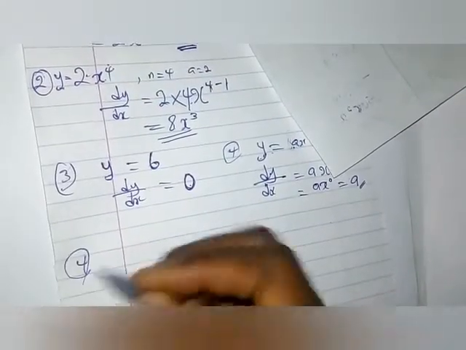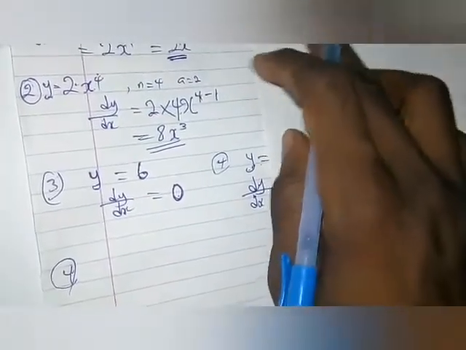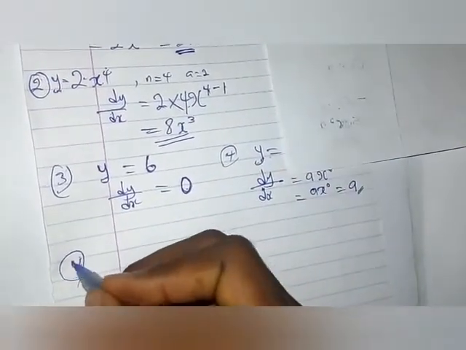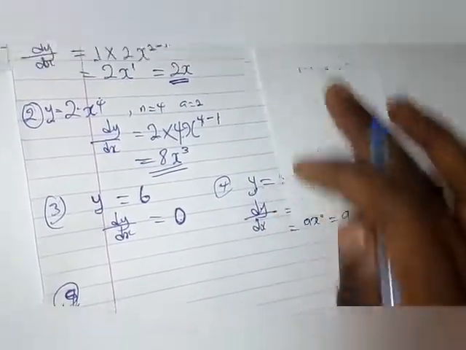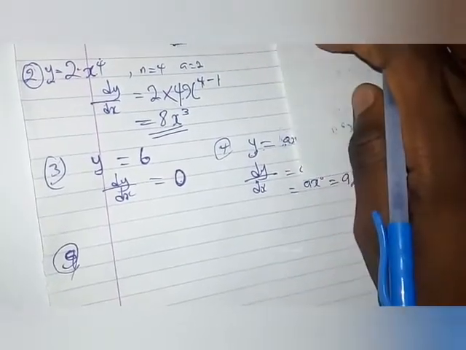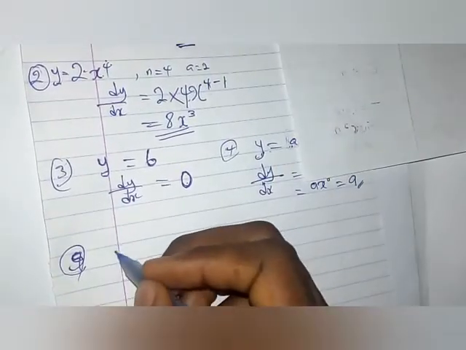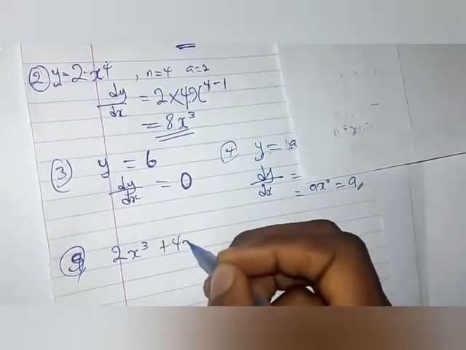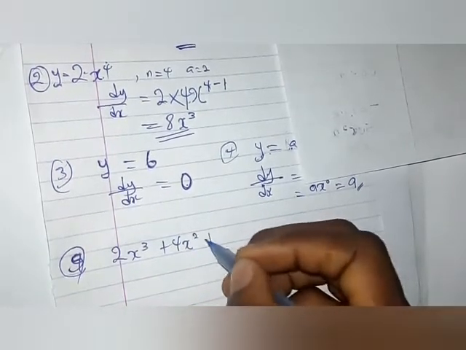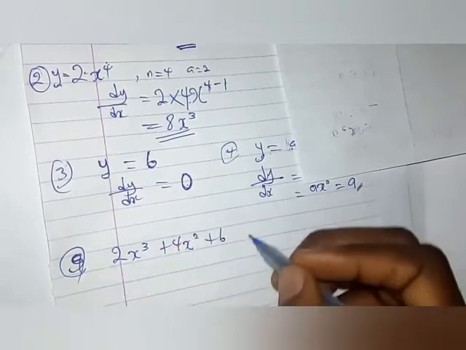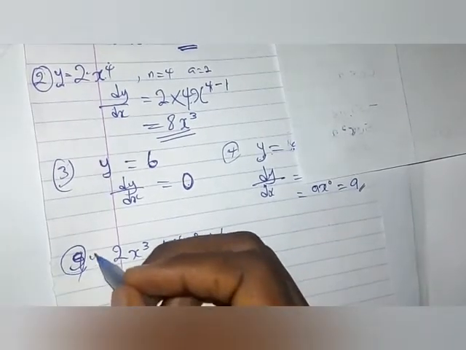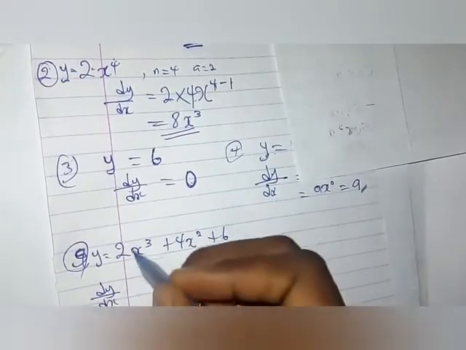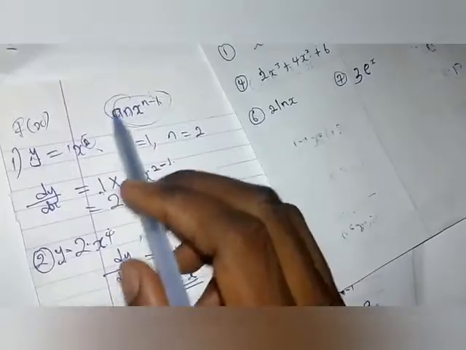So my next question here, which is the 5th question, is x raised to the power of 3 plus 4x raised to the power of 2 plus 6. So that is the function. I'm to find dy/dx. Just do the same thing using this formula here.